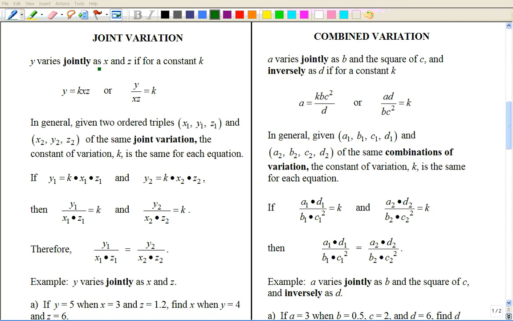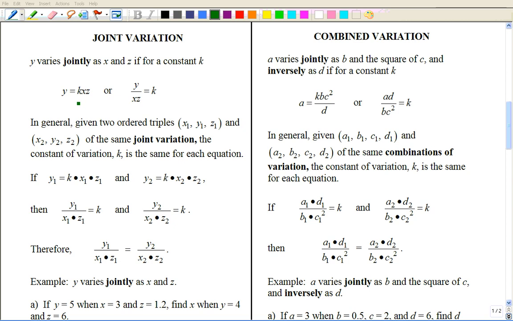Okay, y varies jointly as x and z if for a constant k, y equals k times x times z. So jointly is a lot like direct variation. In fact, it's just like it, except instead of just having the two variables x and y, now we have x, y, and z. So y is still in the same place, the k is still in the same place, but jointly is just directly with another variable here. So x and z are all going to be next to the k.